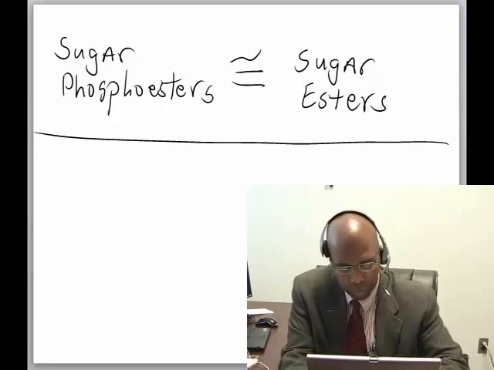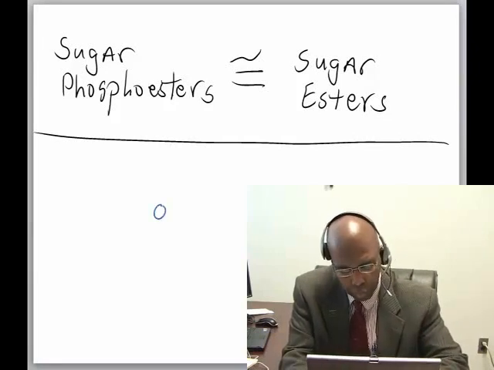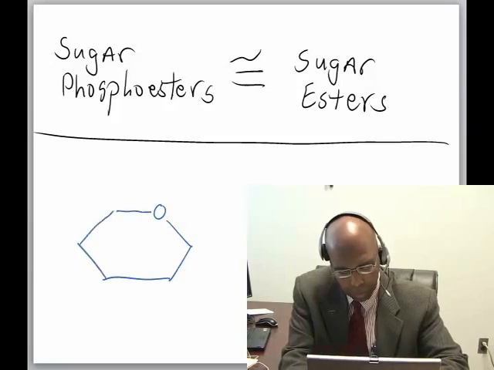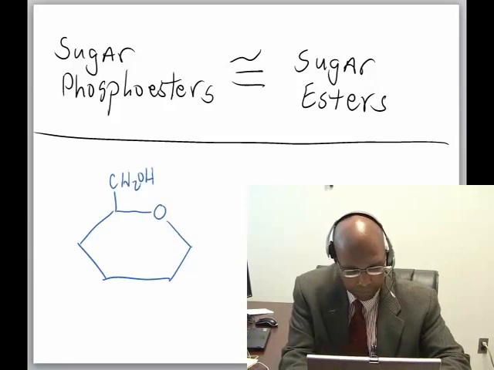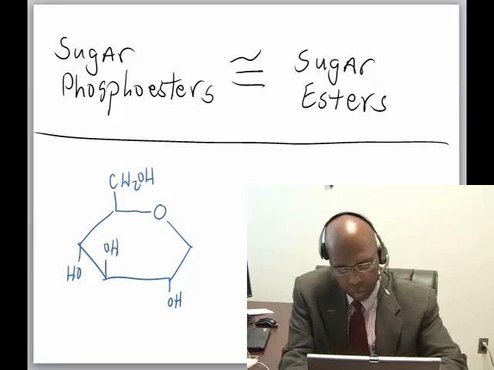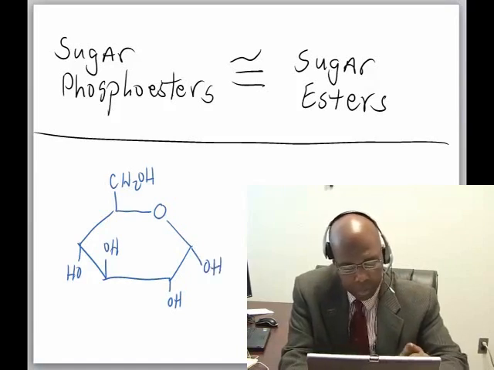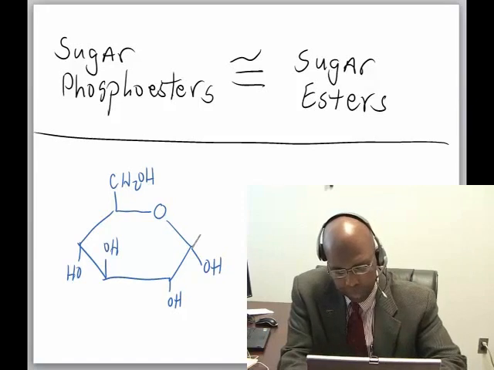Let's start with glucose in the ring form. So I'm going to draw glucose for you. CH2OH. Up, down, up, down. Okay, and let's put glucose in the alpha form. It doesn't matter here. We'll just put it in the alpha form. And everywhere else, I'm going to put the H's everywhere.